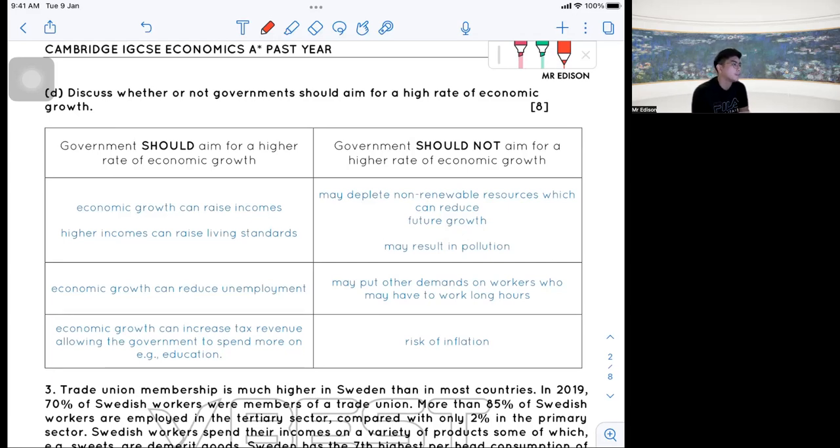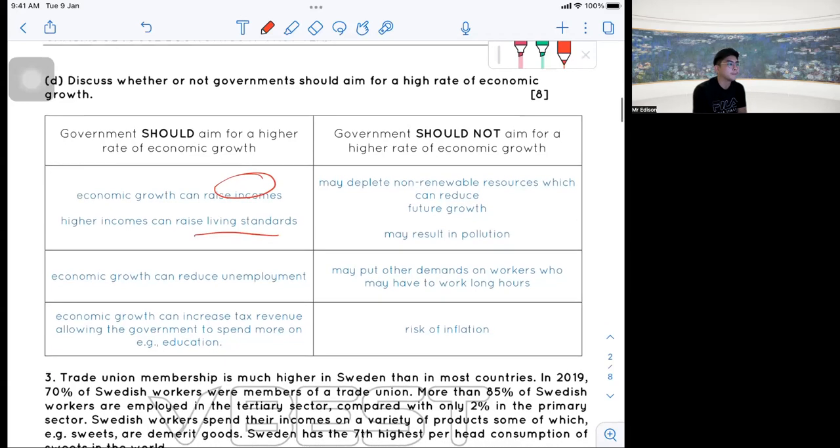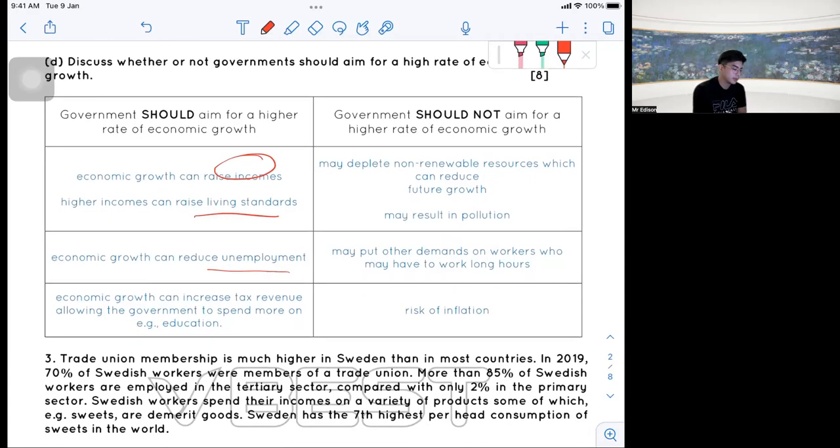Alright, so economic growth can increase your income. Increased income means higher standard of living. Very easy, right? And sometimes students will ask me, "Che, what does it mean by living standards?" So high living standard means that more needs and wants are being satisfied. You get it? Basic economic problem word. Okay. And then economic growth can reduce unemployment. Yes, also good. And then economic growth can increase tax revenue, allowing the government to spend more on anything else, such as education, healthcare, spending on infrastructure also can.